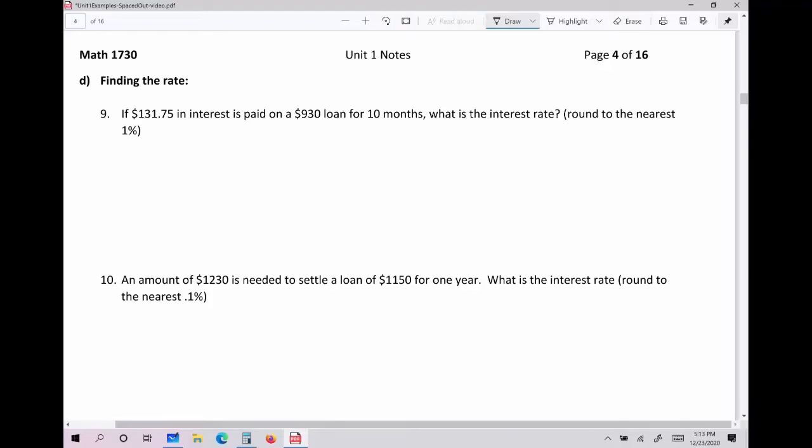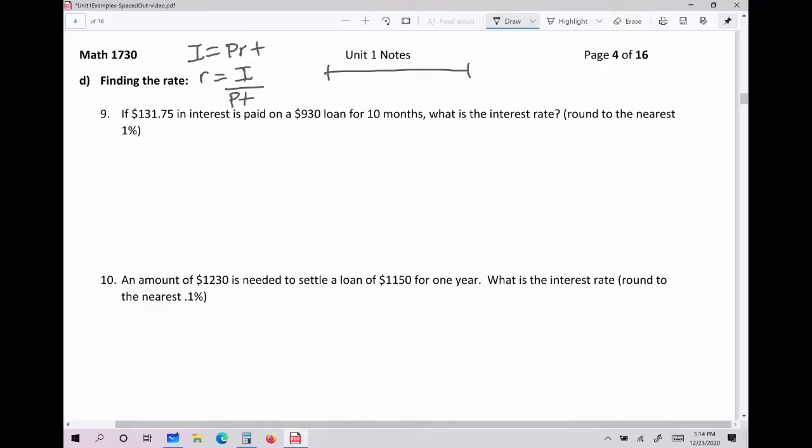Okay, so we're still in chapter 1, section 1. Now we're on part D, finding the rate. There are a lot of pieces to this, all the different things that we can find from that one equation. When we find the rate, we're going to set it up using interest. We take I equals PRT and get R by itself by dividing by P and T. So we get R equals I divided by PT.